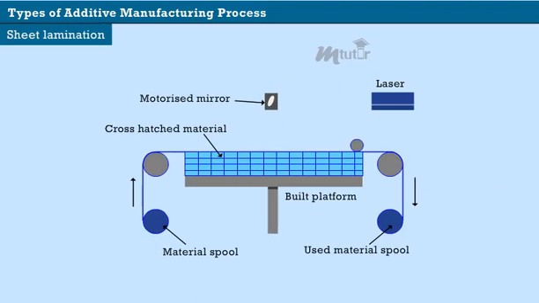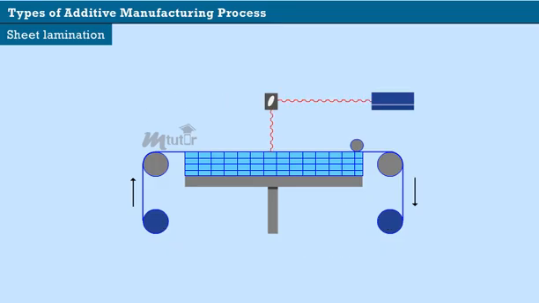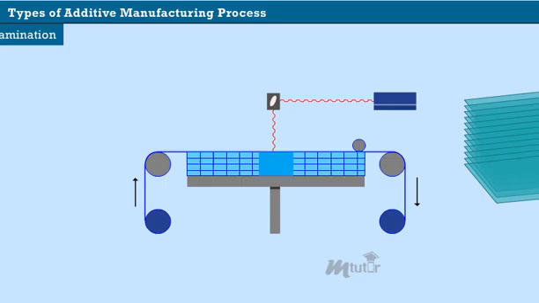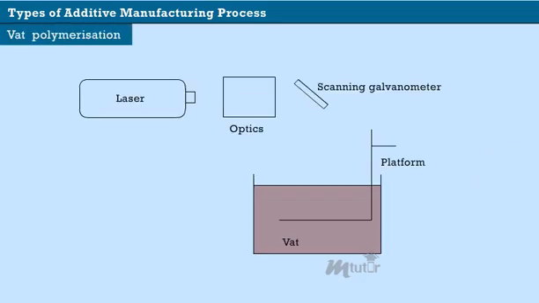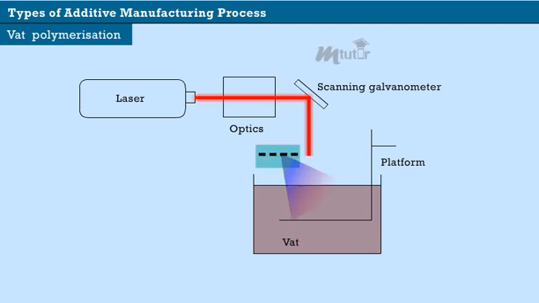Sheet lamination. In this method, sheets of building material are placed on the build platform and cut using a laser beam. Laser cut sheets are joined one after the other using adhesive or welding to form three-dimensional objects. Vat polymerization. In this method, liquid photopolymer resin is kept in a container. An ultraviolet light is passed into the resin to harden it wherever required. Also, the platform moves downwards after each new layer is cured.